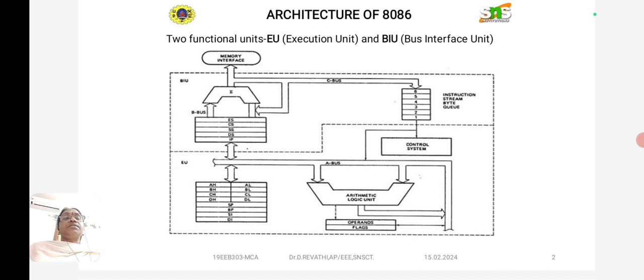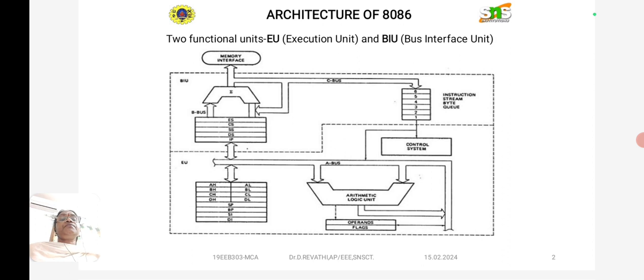For example, 10H plus the code segment is sent to the summation unit, which you can see in the diagram. Here the physical address is calculated, and based on this the instructions are fetched and stored in the queue. The main advantage of the architecture of 8086 is that it has a queue, that is, the instructions are in a pipeline, which we call the queue. So the instructions are executed faster, and the speed of the processor is increased.